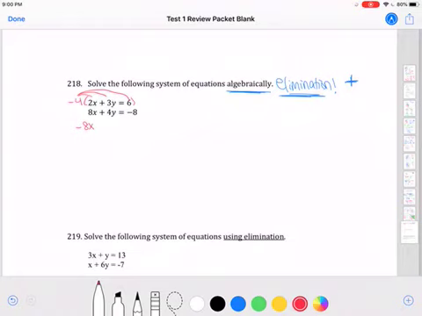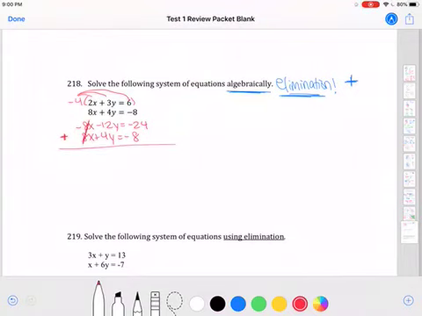Negative 4 times 2x is a negative 8x. Negative 4 times 3y is a negative 12y, and negative 4 times 6 is a negative 24, and I'm just going to bring down that second equation because I haven't done anything to it. I did not need to. Now that I've finished my setup, I'm going to add the two equations together.